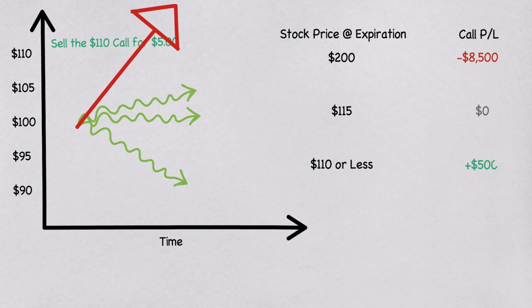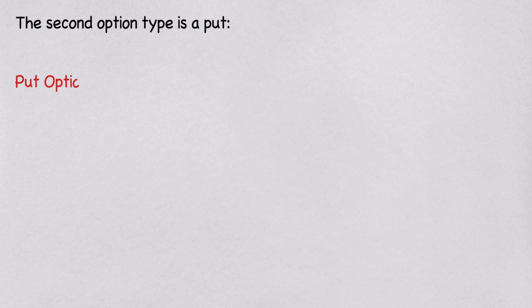Now, of course, if the stock price is at or below the strike price of $110 at expiration, then that $110 call will not have any value and it will be worth $0 or worthless at expiration. Of course, if you sell an option for $5 and it expires worthless, then your profit will be $5 per option contract, which in actual profit terms is $500 because of that $100 contract multiplier that we talked about earlier.